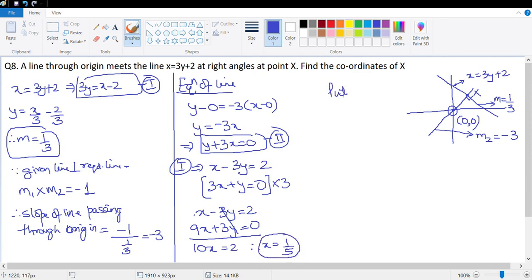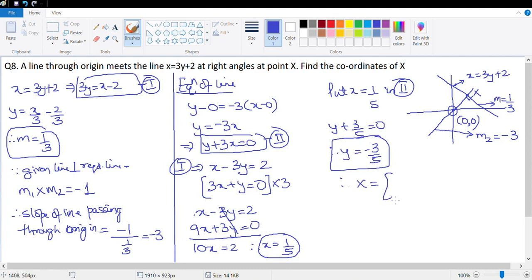So put x is equal to 1 upon 5 in equation 2 and I get y plus 3 upon 5 is equal to 0. Therefore y is equal to negative 3 upon 5. Therefore coordinates of X are 1 by 5 comma negative 3 upon 5. Perfect. So we found the coordinates of this point.